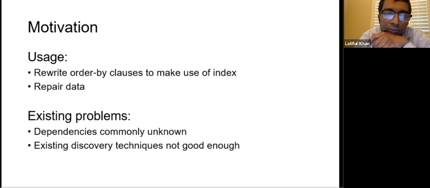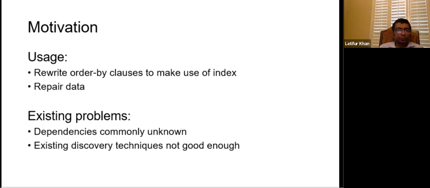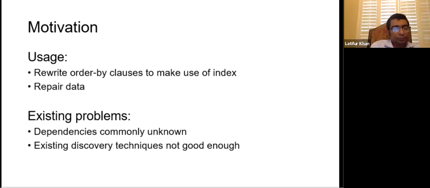Unfortunately, order dependencies are commonly unknown in practice. It is impossible for domain experts to identify them in person. So we need an automatic algorithm to discover them. However, existing discovery techniques do not scale well or are not complete. So now we present a better OD discovery algorithm to resolve these problems.